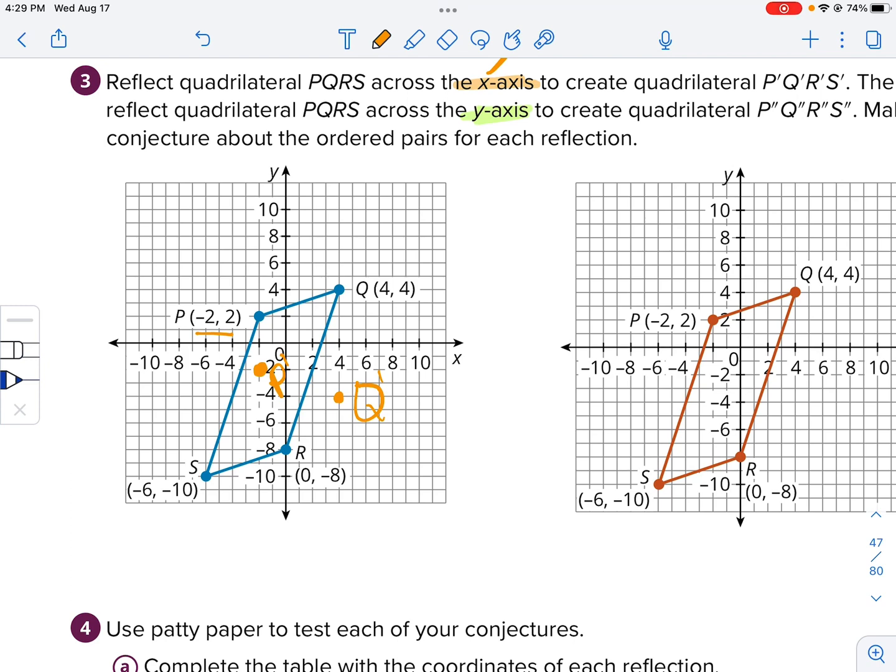Then R is 0, -8. The 0 stays the same, the negative 8 turns to a positive 8. So that's going to be R prime. S, the negative 6 stays the same. The negative 10 changes to a positive 10. And that is S prime.